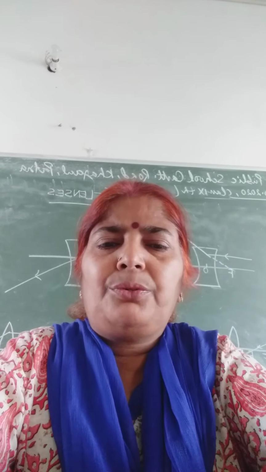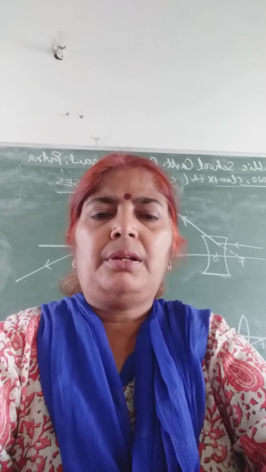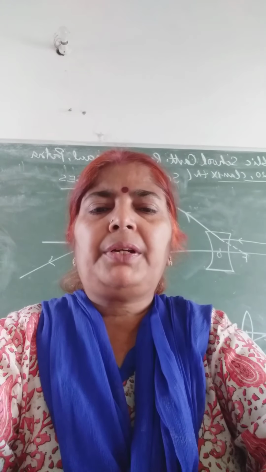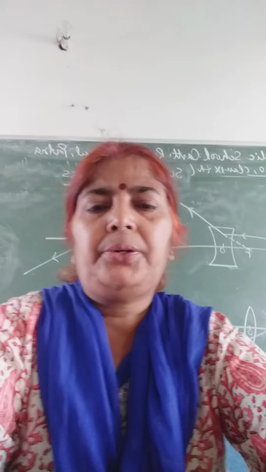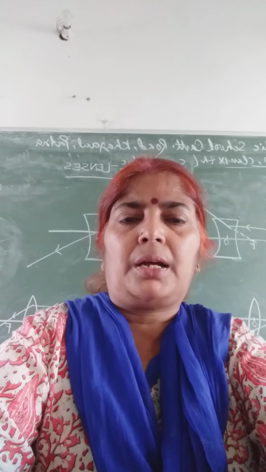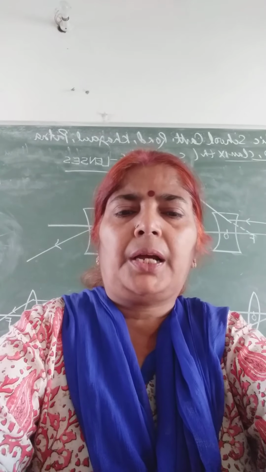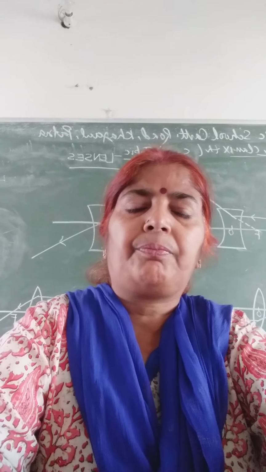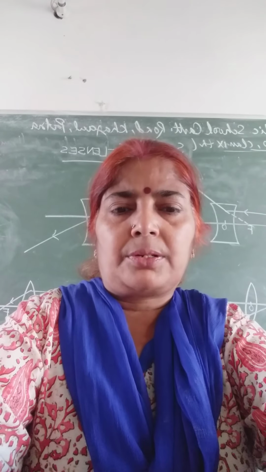Today we are going to continue chapter Refraction and Dispersion of Light. In the previous class, you had studied about refraction of light through rectangular glass slab. You had also studied about dispersion of white light by a glass prism. Today you will read about lens.